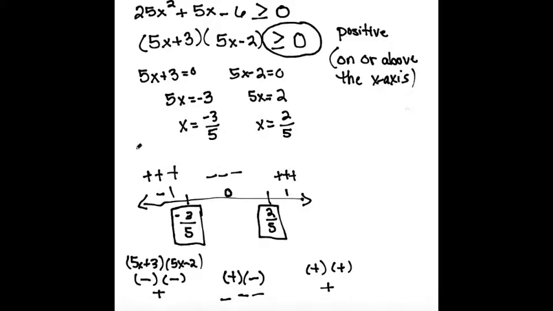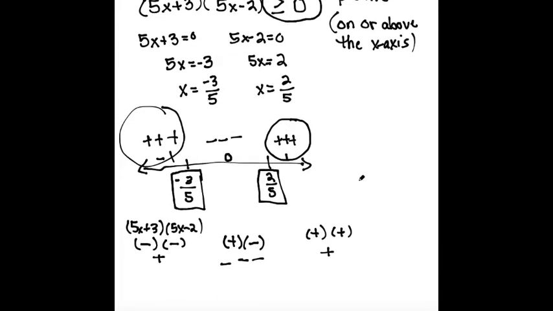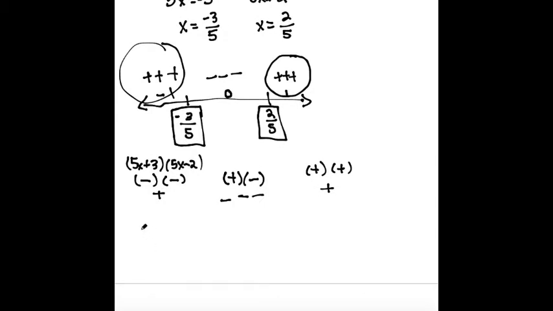Okay, so the positive section. I want this section over here and this section over here. I need to write those two sections in interval notation. So the first section is negative infinity. So I'm going to scroll down. The first section is negative infinity to negative 3/2.